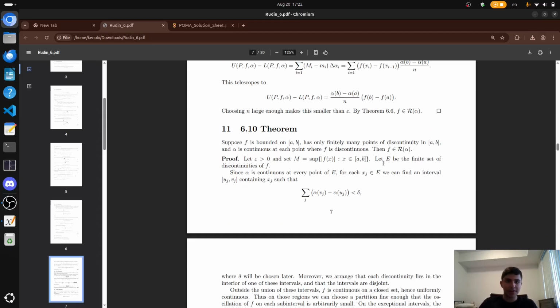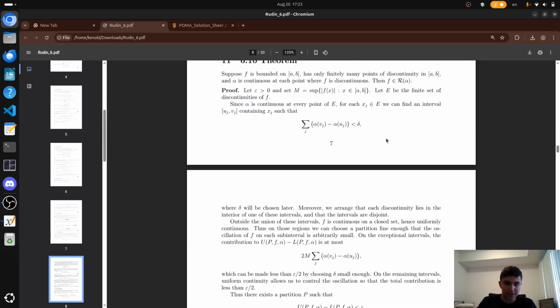Now we have the following theorem. Suppose f is bounded on [a, b], has only finitely many points of discontinuity in [a, b], and alpha is continuous at each point where f is discontinuous. Then f is in R(alpha). Okay, let's read the proof and I'll explain the strategy later.